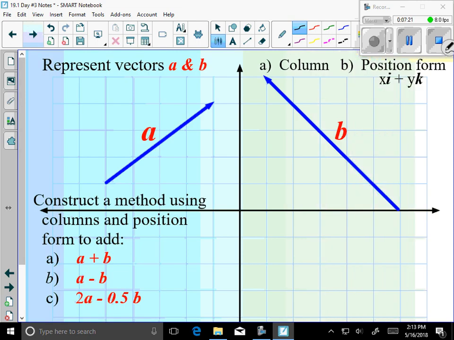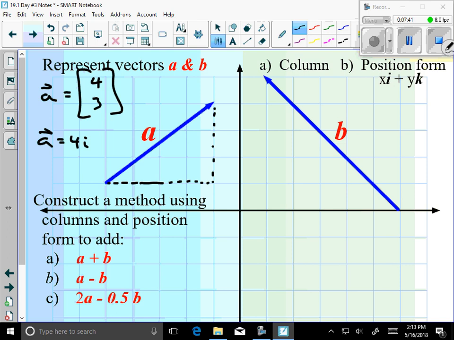Okay, so here's 2 vectors, A and B. All right, so let's analyze A for a moment. How many units does A move to the right? 4, okay? So the direction vector for A would be 4 and then 3. All right, if I preferred component form, I could say 4i plus 3j. Those would be good. I can do either. Either one works for me.